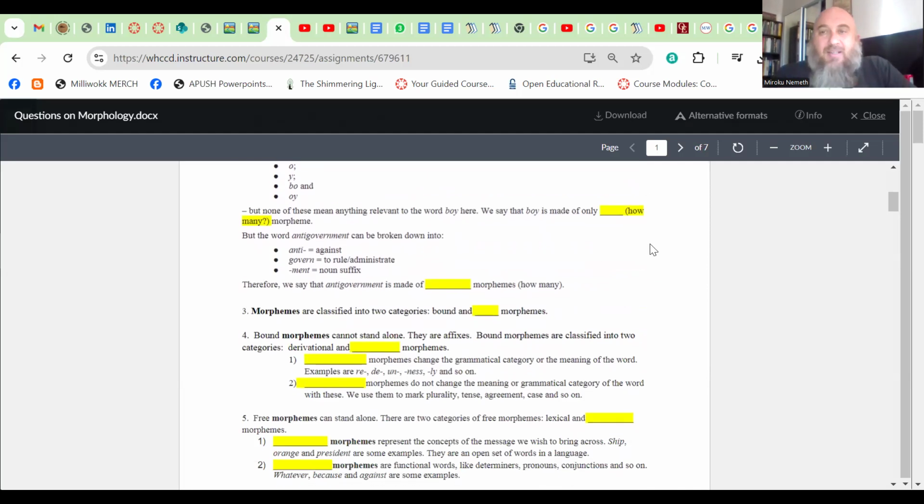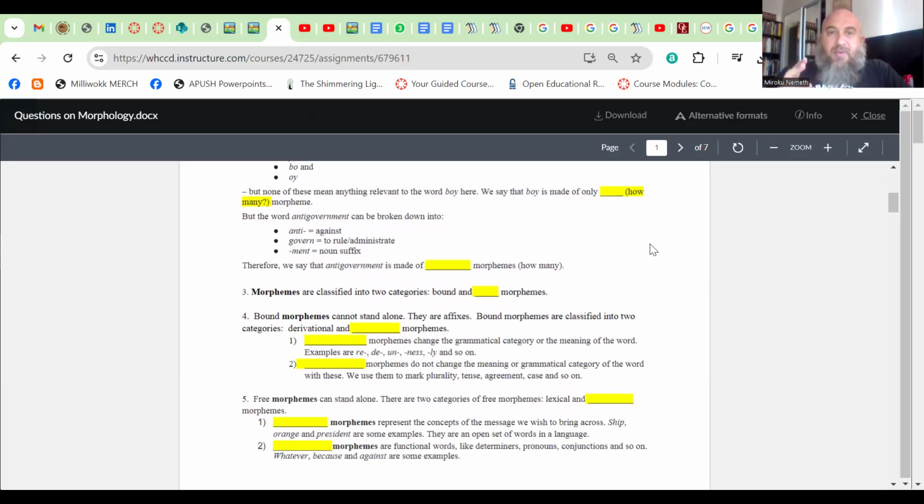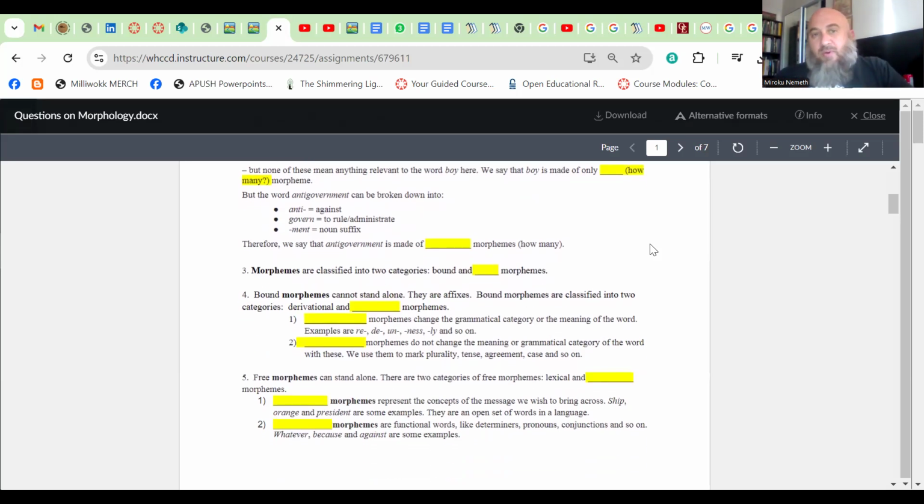The word, however, like "anti-government" or "anti-governmentalism," right? "Anti" is a prefix. "Govern" is the root. "Ment" is a suffix that comes after. It's made of three morphemes, right? So with morphemes, we have bound and free morphemes. Bound morphemes can't stand alone. They're affixes. Now, we usually know prefixes and we know suffixes, right? There are also some other ones. So here, morphemes are classified into two categories: derivational and inflectional morphemes.